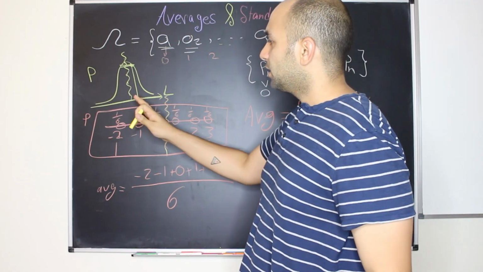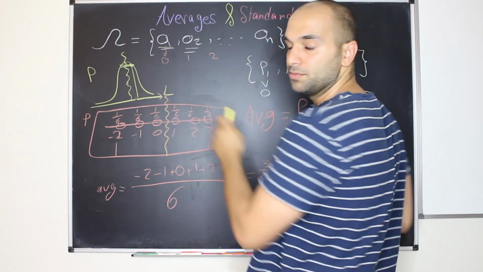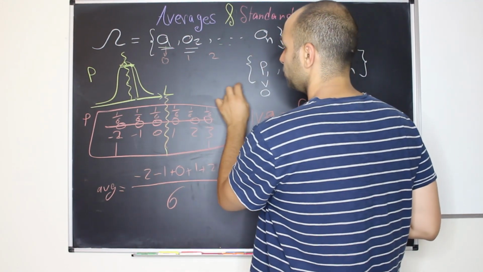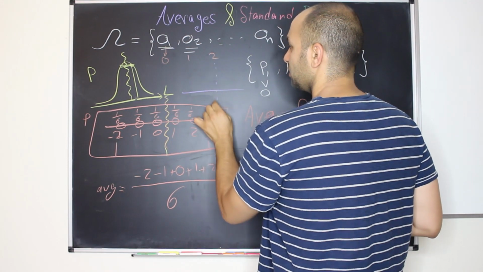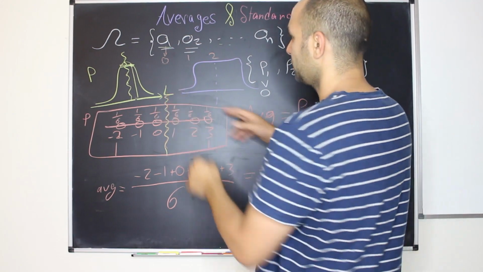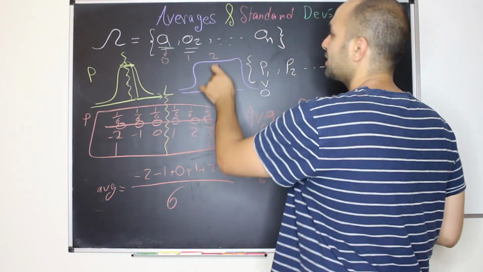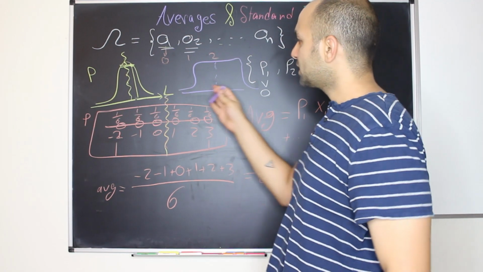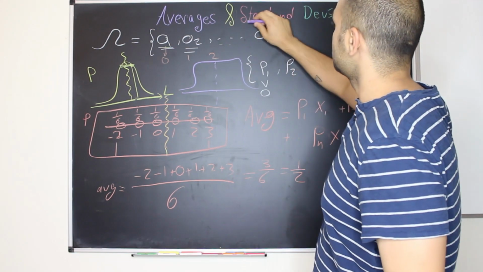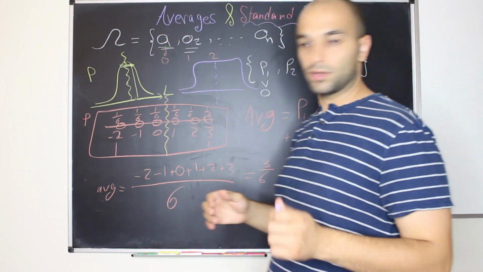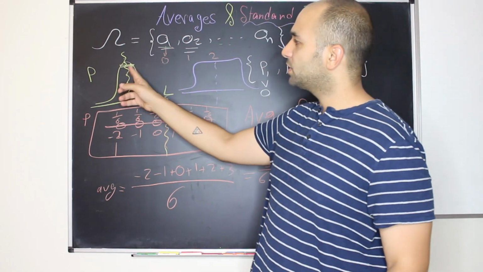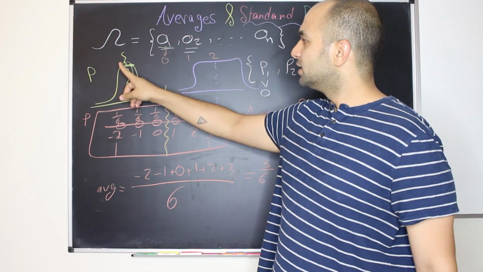But another thing you can have is a different distribution with the same average. That would be something like the same center here, but it's much wider, like that. Right? This is narrow, this is wide. It has the same average. What can distinguish these two? What can actually distinguish them is what is called the standard deviation.